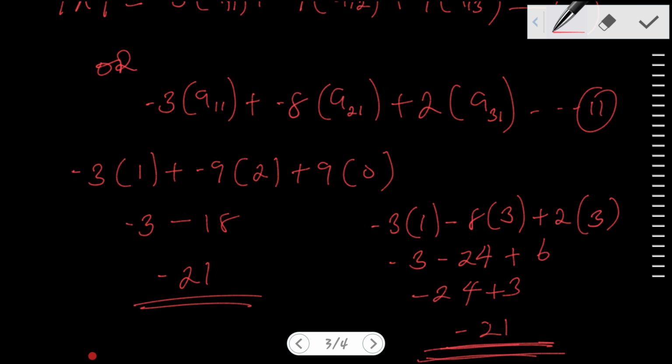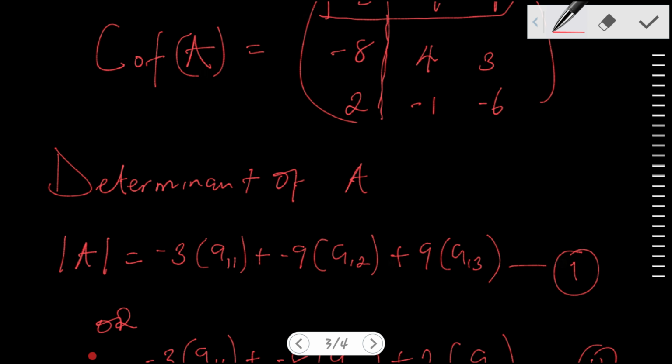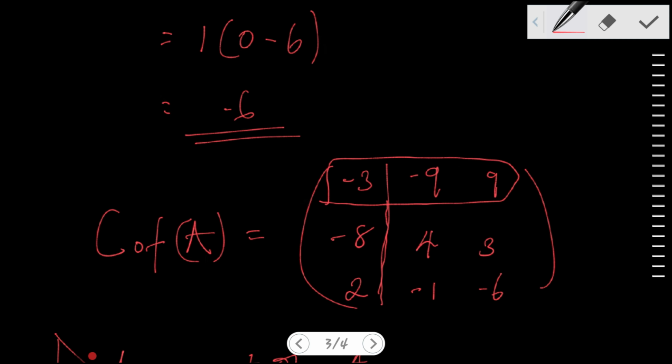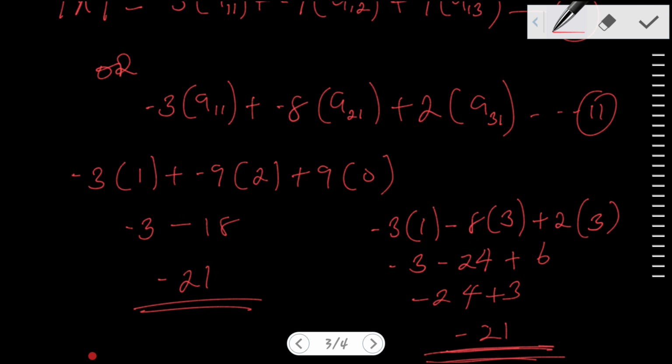So that's how you can get the determinant of a matrix using the cofactor minor approach. Very simple, just follow the steps systematically.